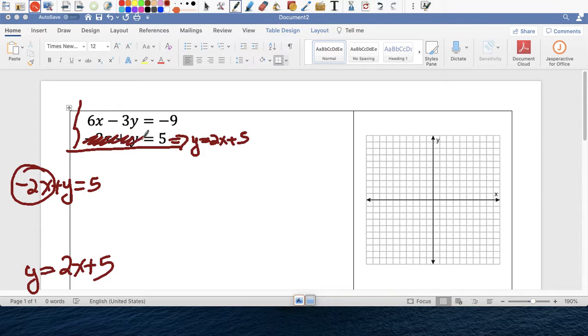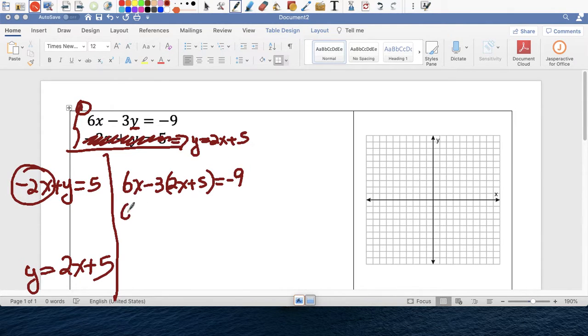Now we can use that information. Go to equation 1 here, and wherever we see the y, we replace it with 2x plus 5. So we get 6x minus 3 times (2x plus 5) equals negative 9. We get 6x minus 6x minus 15 equals negative 9. Now, notice that 6x minus 6x is 0, right? They cancel each other out.